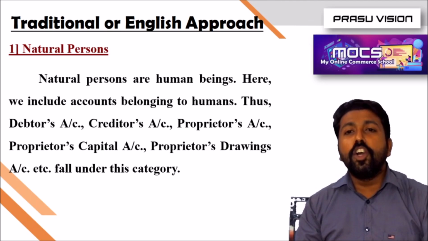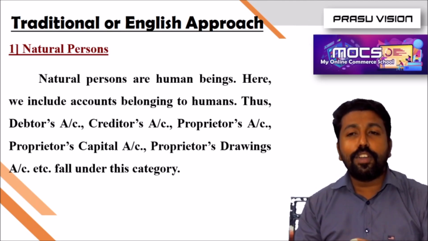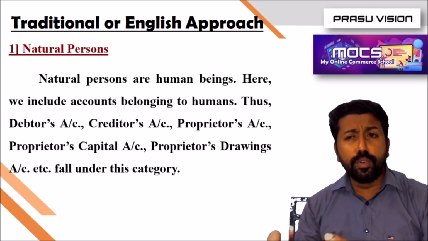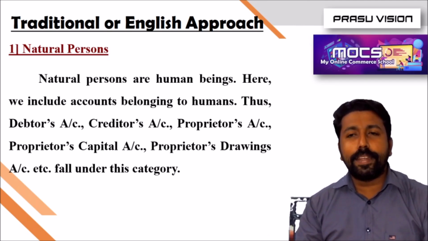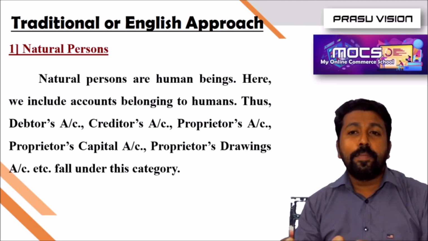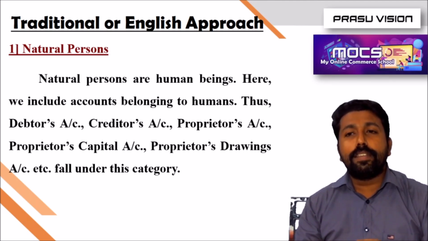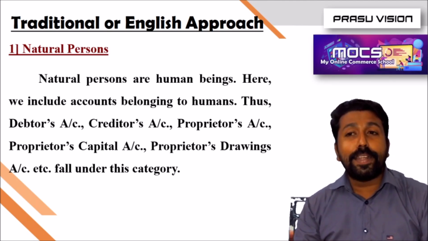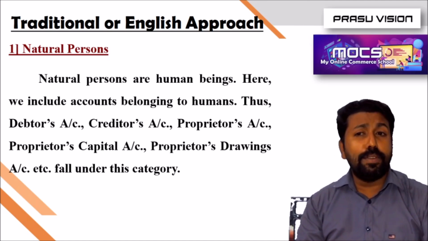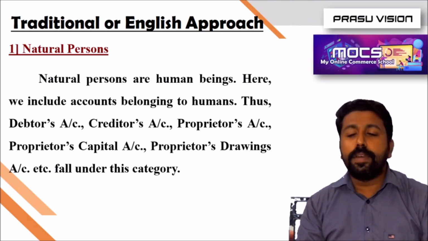So please remember, whenever there is a name of a debtor, mainly in the transaction related to sales, sale of goods for credit, there comes the debtor. When the goods are purchased on credit, there comes the creditor. So creditor, debtor's account, owner's account, proprietor's account, then proprietor's capital account, proprietor's drawings account. All these are examples of natural person.